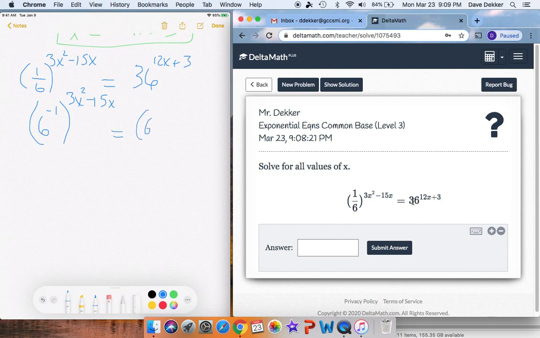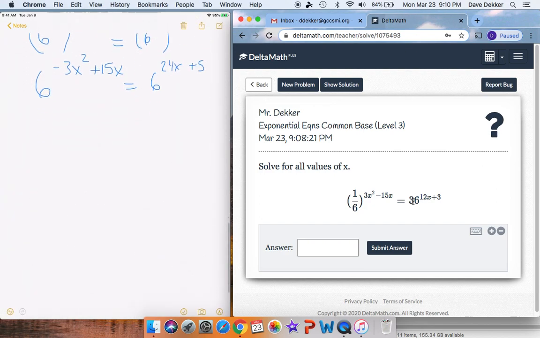Okay, the 36 is a 6 squared. We still have 12x plus 3 right there. I think everything's good there. Now if I have a power raised to a power, I need to multiply those things together. So I would have 6 to the negative 3x squared plus 15x is going to equal 6 to the 24x plus 5.